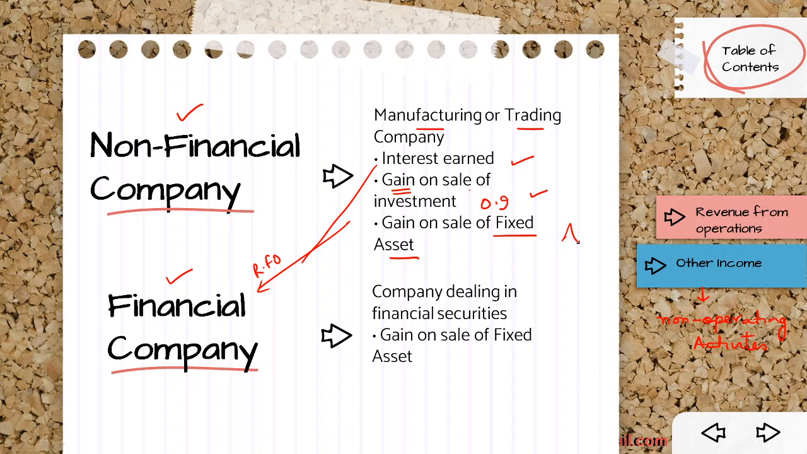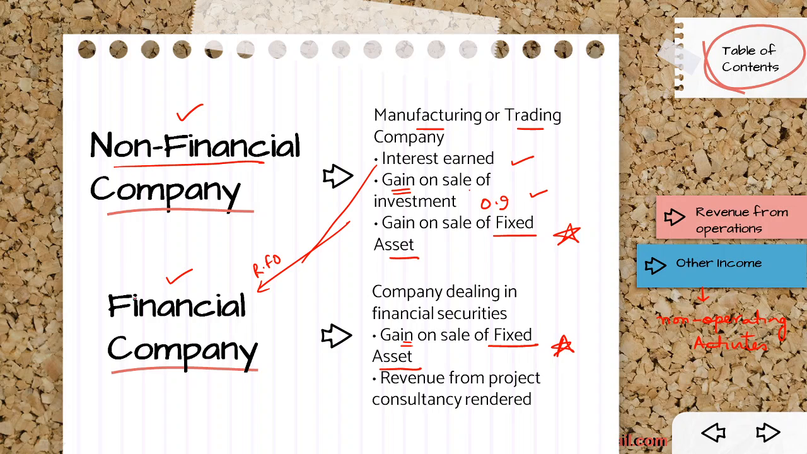Now please note that gain on sale of fixed assets is other income for both, so there should not be any confusion, because fixed assets are held for the purpose of increasing the earning capacity. So any old fixed asset that is sold, any gain made on that is other income for both. Then any revenue from any project consultancy rendered would also be a part of other income. So understanding which item is revenue from operations and which comes under other income can be done by understanding which type of company it is, whether it is a non-financial company or a financial company.